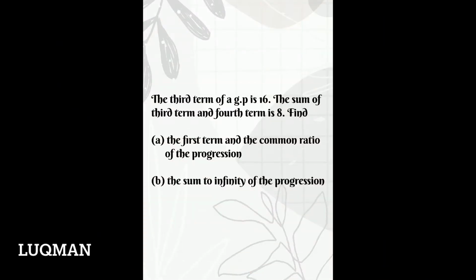The third term of a geometric progression is 16. The sum of the third term and fourth term is 8. Find A, the first term and the common ratio of the progression, and B, the sum to infinity of the progression.